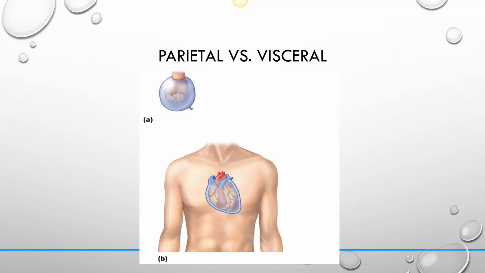If we look at the pericardial cavity, we have this membrane on the surface of the cavity wall. That is known as the parietal pericardium. It's just a membrane that surrounds the cavity wall. Then this inner membrane, which is actually the surface of the heart, is known as the visceral pericardium.